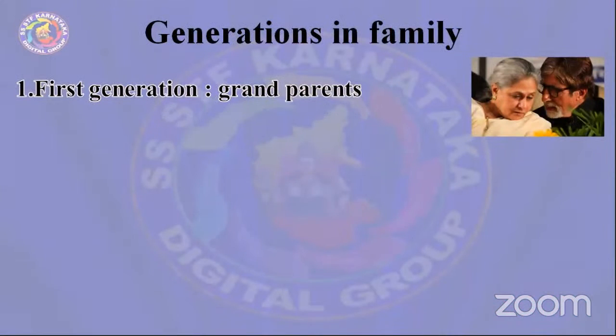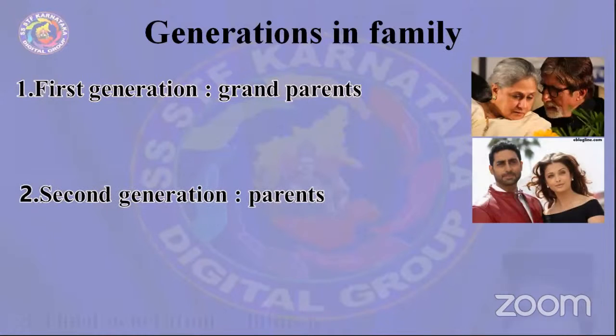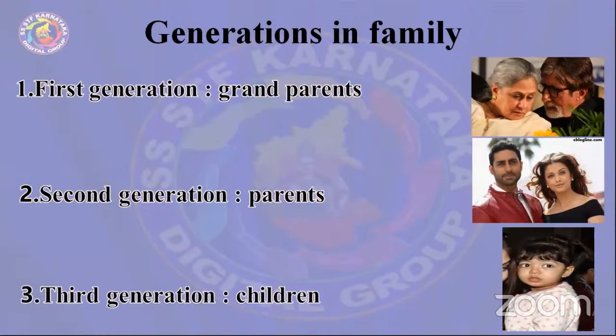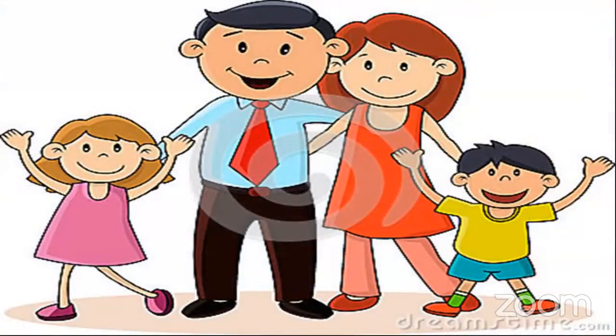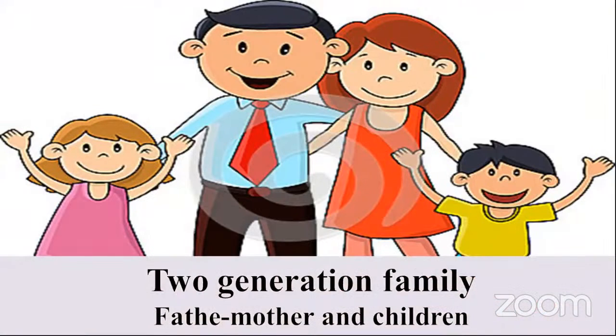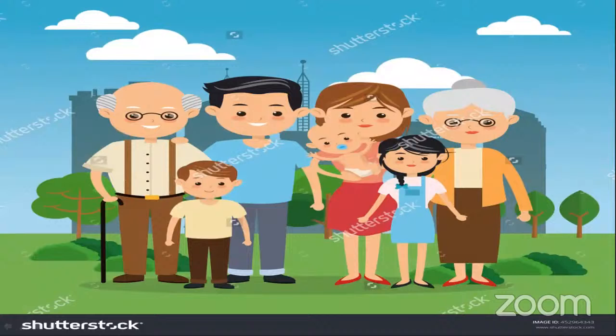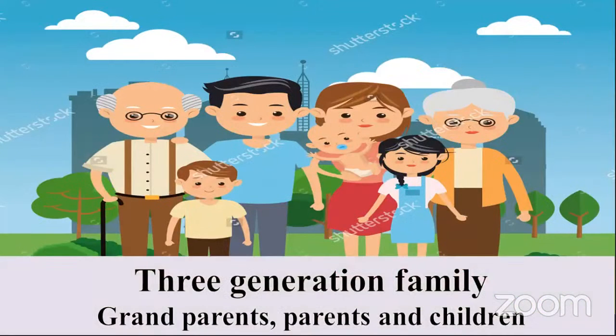There are three types of generation in the family. First generation is the grandparents. Second generation is the parents, and third generation is the children. This is the picture of two generations, because here parents and children are there. And this is the picture of a three generation family. Parents, grandparents, and children are all there in this picture.